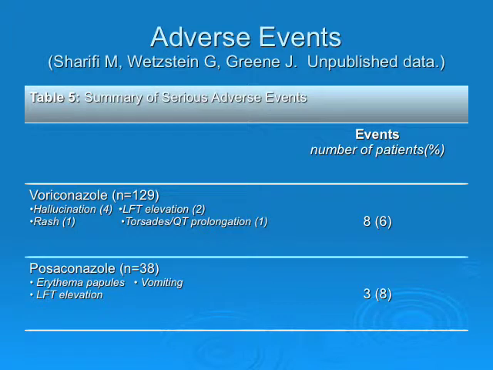This is a little data from Moffitt in terms of serious adverse effects requiring discontinuation. We had 129 patients receiving voriconazole prophylaxis versus 38 patients with posaconazole in our acute leukemics. And you'll see these kinds of adverse reactions I talked about. We had 4 hallucinations in this group, 2 LFT elevations, 1 rash, some QT prolongation. I think now I see more hallucinations as we push the doses of voriconazole higher and higher. Posaconazole: rash, LFT abnormalities, vomiting.